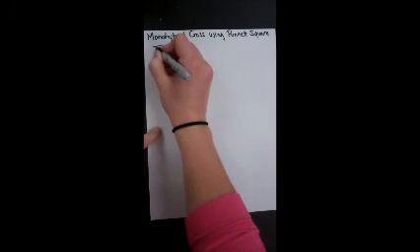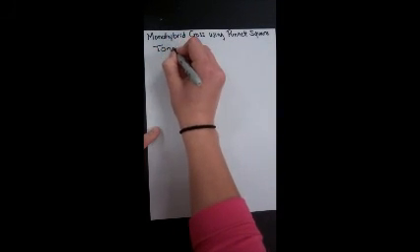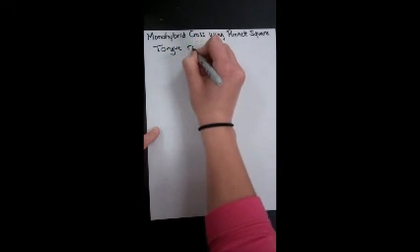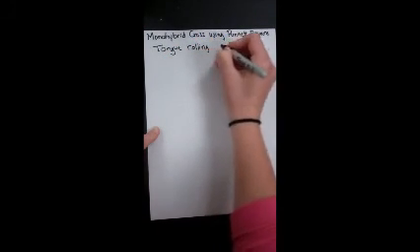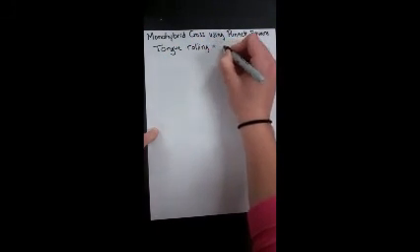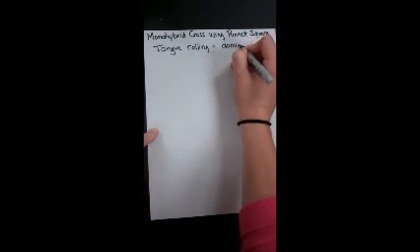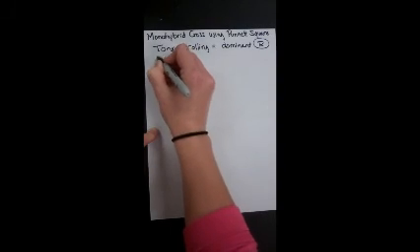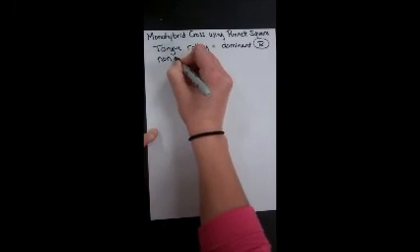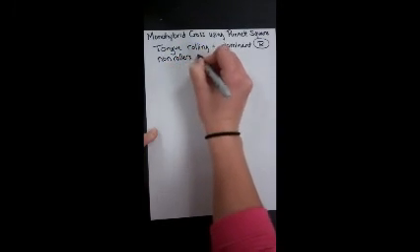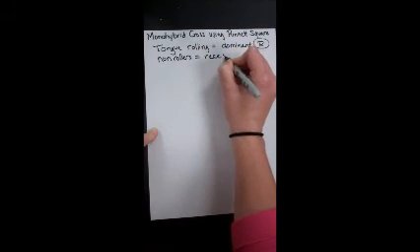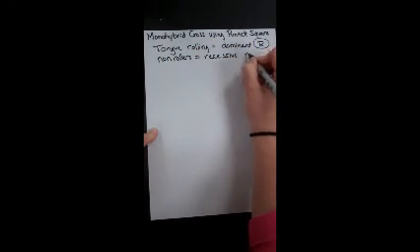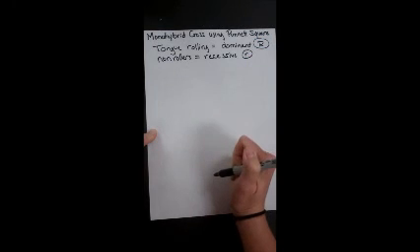And so I want to look at a really important trait, tongue rolling. So people that can roll their tongue, that's a dominant trait. And so we're going to represent it with a capital R. Whereas non-rollers, that's the recessive trait. And so we'll represent that with a lowercase r.